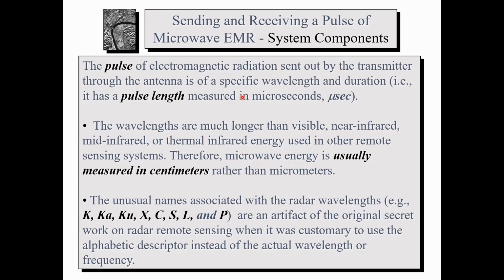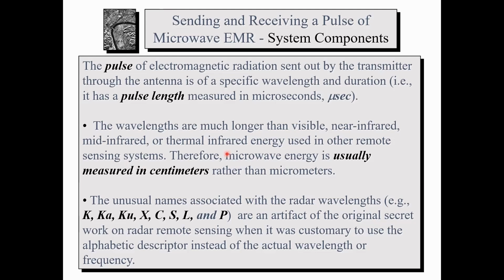Thank you. As I was saying, in microwave imaging a pulse of electromagnetic radiation of a specific wavelength and a particular duration is sent out by a transmitter through an antenna. This pulse length is normally measured in microseconds. The wavelengths of microwaves are longer than the visible that we see with our eyes, longer than the near infrared, mid infrared, far infrared, and also the thermal infrared, which is the hot part of the optical spectrum. So the wavelength is usually measured in centimeters rather than micrometers, because they are larger.